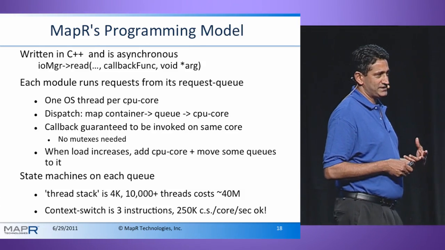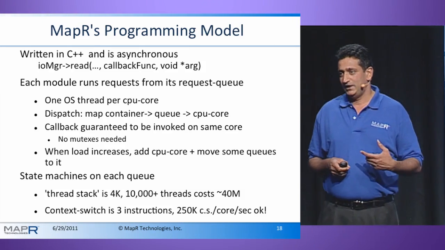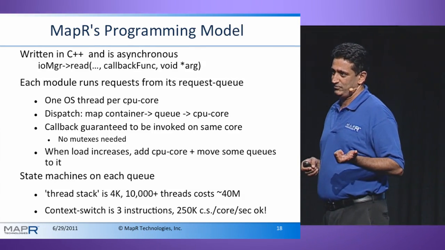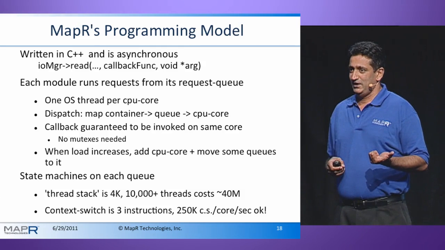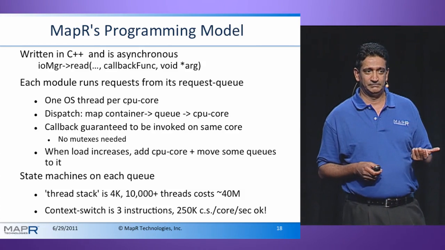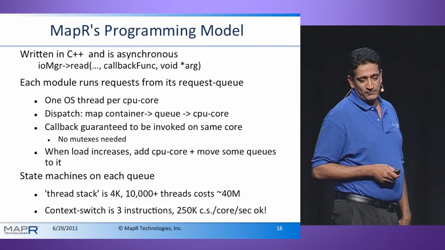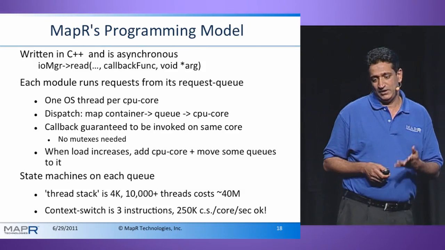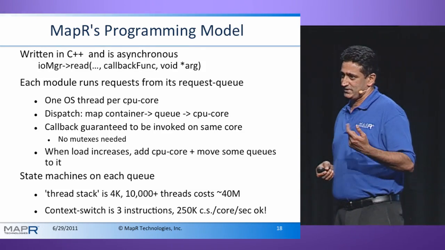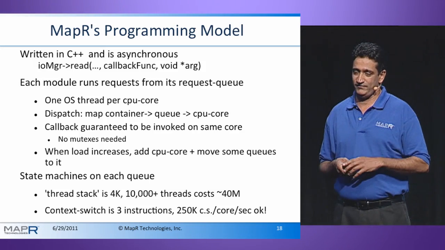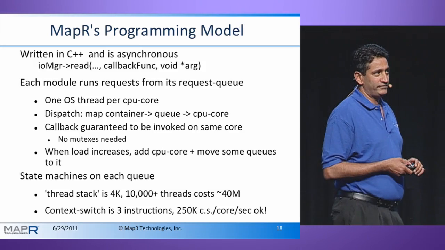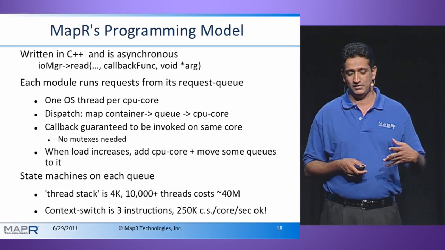We implemented state machines instead of normal threads. And so a thread stack is really a state machine, which is about 4K. So to implement 10,000 threads, if I do the normal Java thread, it's a megabyte each, I would need 40 gigabytes of memory. Here we're doing it with 4K each, and we can do about 10,000 threads in 40 meg. And the context switch, since it's a state machine, is 3 instructions. In fact, the entire scheduler is about 10 lines of code. And we can do about 250,000 context switches per second per core without a problem.